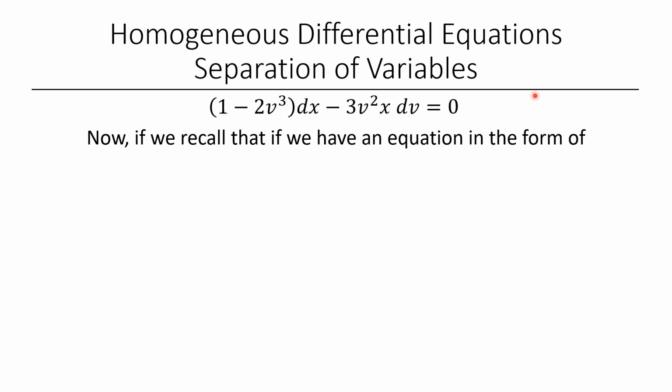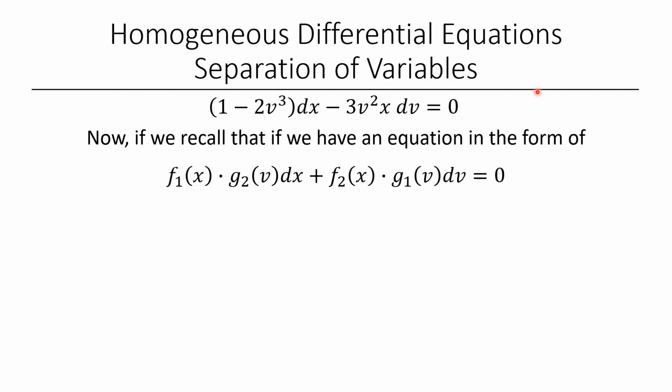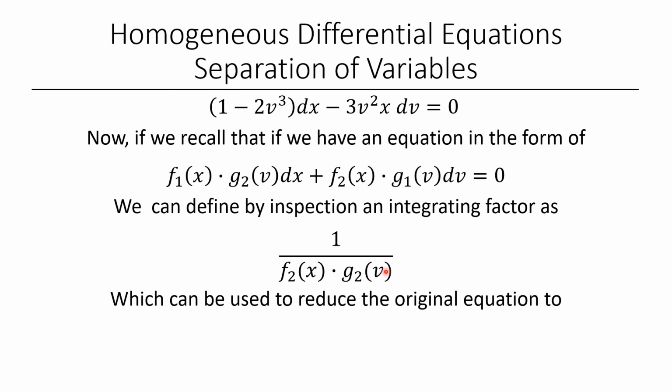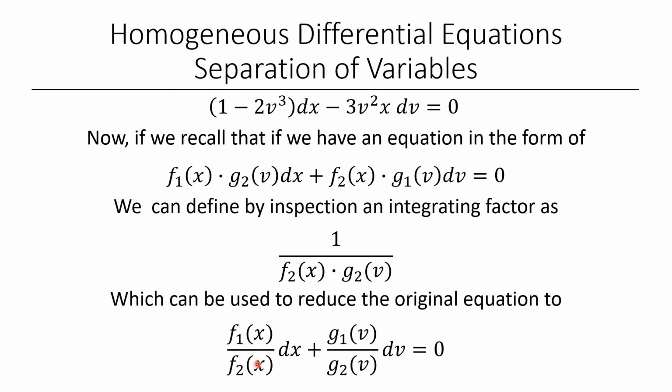Now, starting with this equation, we recall that if we have an equation of this form, some function of x times a function of v dx plus some function of x times some function of v dv, this gets us back to the separation of variables. By inspection, we can define an integrating factor, which is typically 1 over f2(x) times g2(v). If we do that, it reduces the original equation so that we have one term all in x, one term all in v, equal to 0, and then we can usually apply some integration strategies to that.